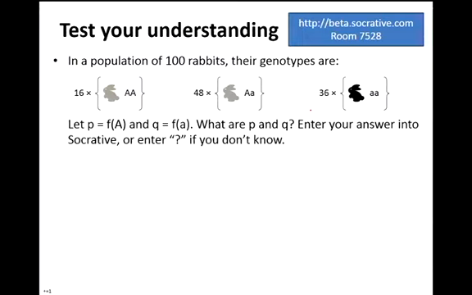There are some good answers coming out. So think about what we've talked about before. Just count the alleles, count the total alleles, and then count the number of alleles of each type in this population of 100 rabbits.